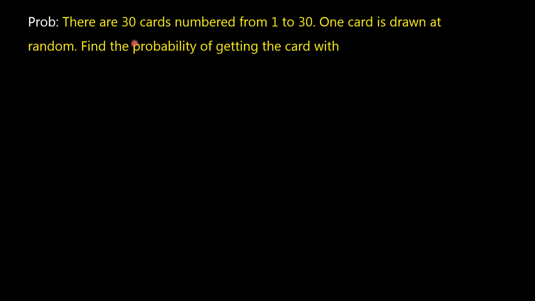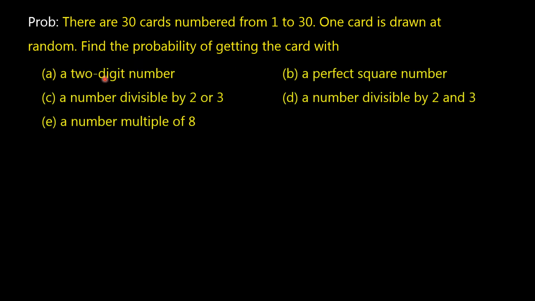There are 30 cards numbered from 1 to 30. One card is drawn at random. Find the probability of getting the card with a two-digit number, a perfect square number, a number divisible by 2 or 3, a number divisible by 2 and 3, a number multiple of 8. And this is a problem related to numbers.